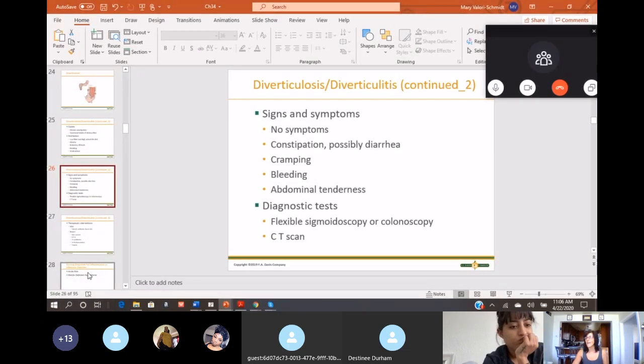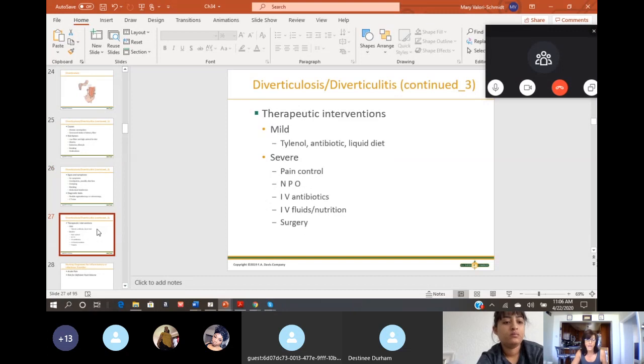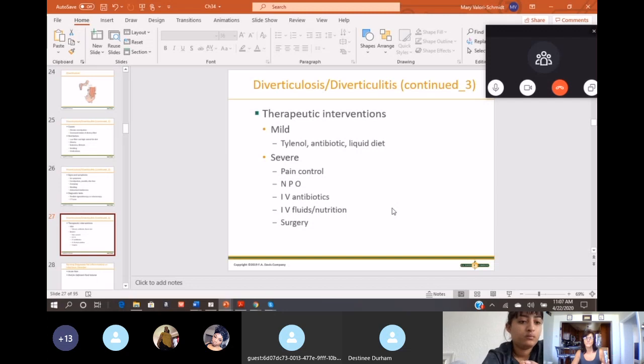There usually aren't any signs or symptoms of diverticulosis until they get infected or inflamed. Diverticulitis, they will have some abdominal tenderness, abdominal pain, which is usually what prompts the person to go to the hospital. So we control their pain, antibiotics for infection, have them on a liquid diet. And sometimes they can get so bad that the patient will need a surgical intervention. That's actually not common.